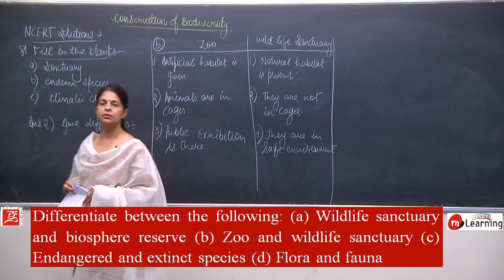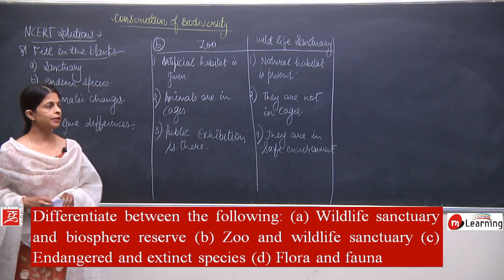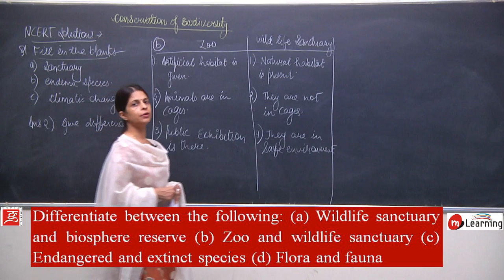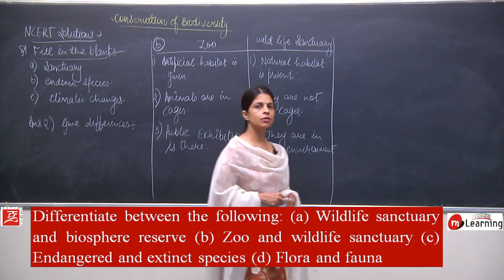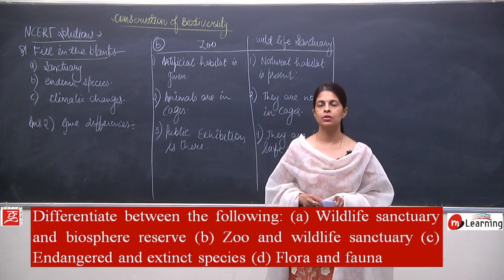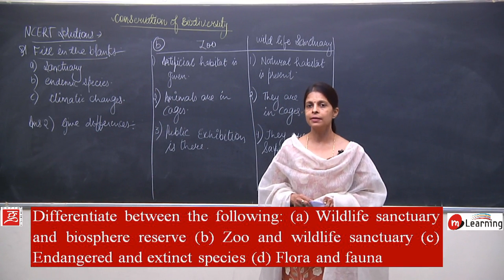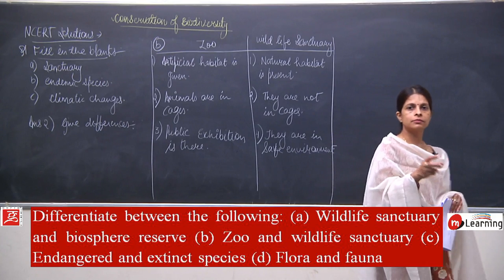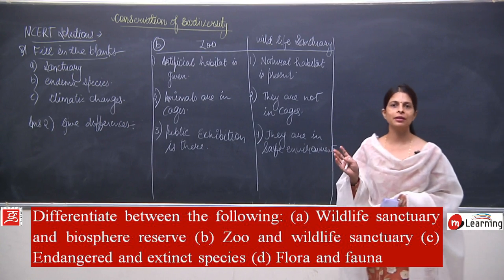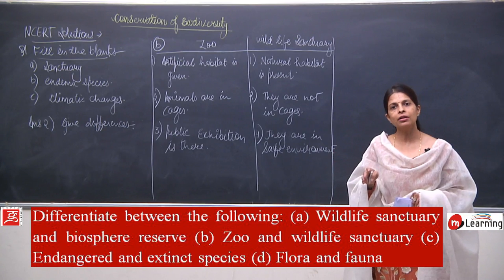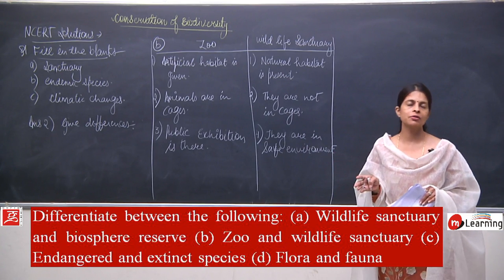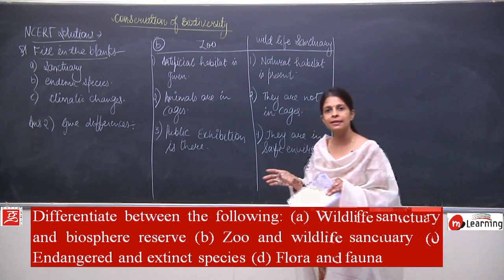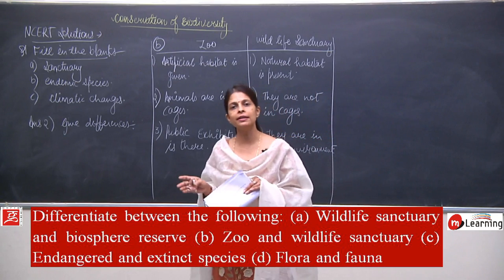So these are the two major differences, and definitely in many national parks and sanctuaries also we are allowed to go as a visitor, isn't it? But it is not the case that we can go openly, because the animals are not in prison, isn't it? I should not use this word prison, but they are not in cages, I should say.